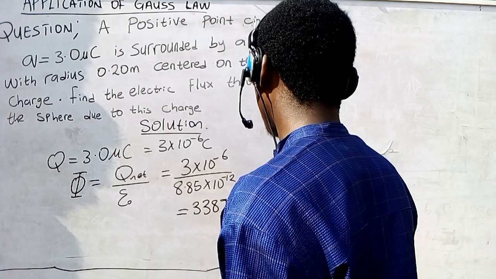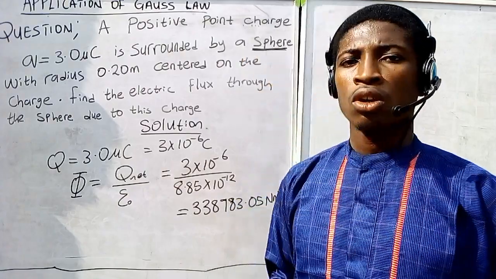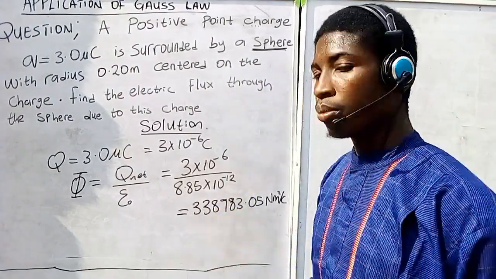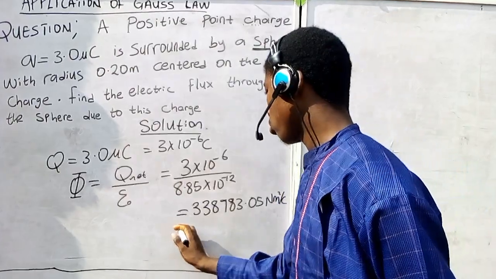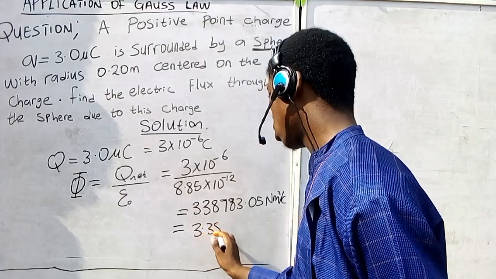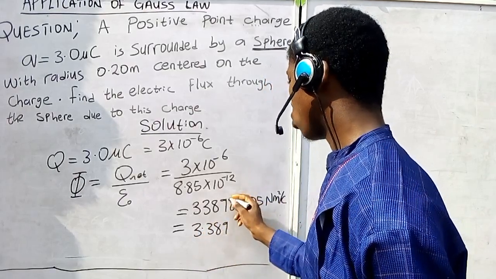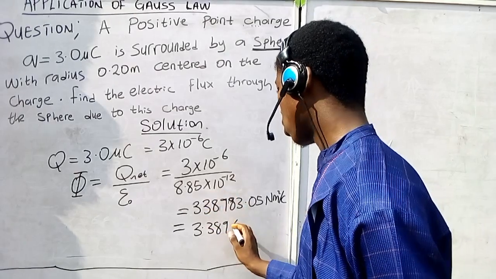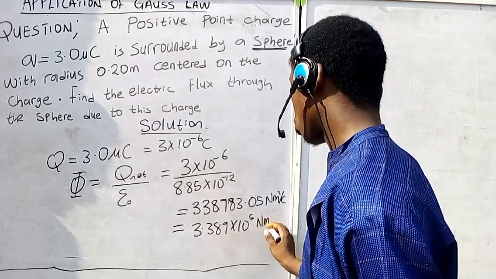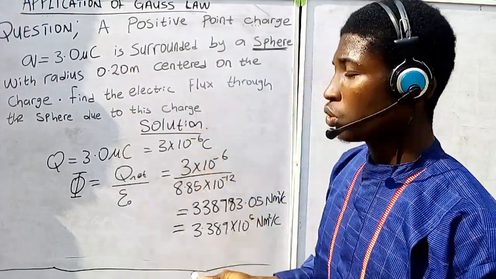3.05 Newton meter square per coulomb. All right, so this is what the answer is. There you have it. Or you can make it in standard form, and that will be 3.389, all right, that's okay, times 10 to the power of 5 Newton meter squared per coulomb. And this is all for this question.